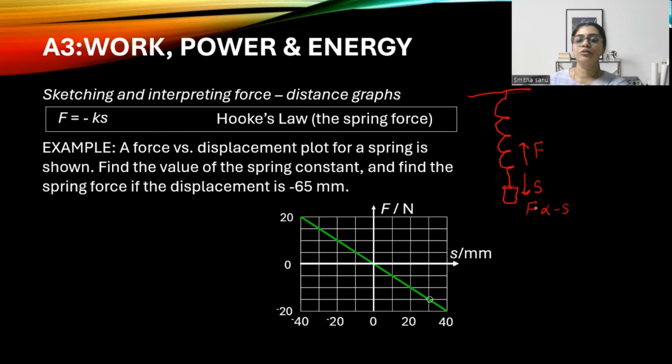Since it's attached to a spring, we have a constant, which is the spring constant. So we can tell that restoring force is equal to minus k times extension. Look at an example here. You have a graph of force versus displacement. Step 1 is to find the spring constant. You can see from the formula that spring constant is force over extension. So dividing the two quantities is basically finding the gradient.